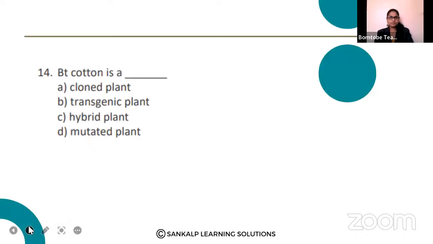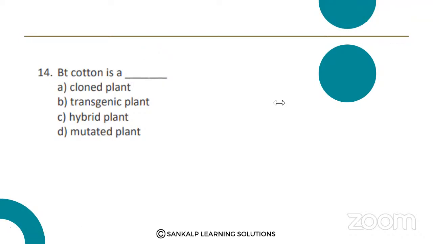Fine. BT cotton is a cloned plant, transgenic plant, hybrid plant, or mutated plant. Option B, ma'am. Option B, transgenic plant. Samarth asked me a good question.